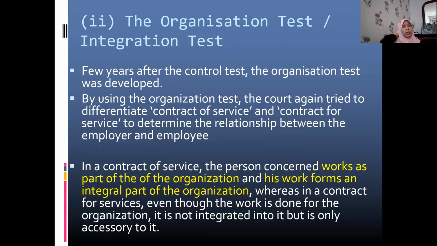Okay. So in a contract of service, how do you apply the organization test here? The person concerned can work as part of the organization, and his work, his service forms an integral part of the organization. So if this is fulfilled, then this is a contract of service, and he is the employee. Whereas in a contract for service, even though the work is done for the organization, it's not integrated into it, it's only accessory, secondary to it. Okay, it's not really an integral part. It is still an important part, but actually accessory to it, secondary, complementing the organization.